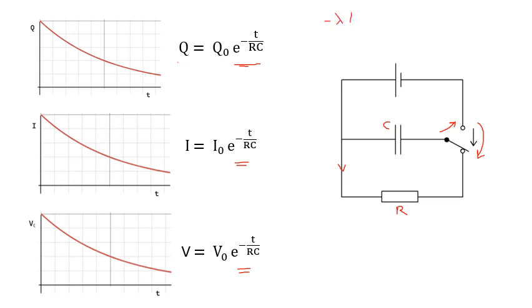Basically what's happening here is that our decay constant is 1 over RC, where R is the resistance and C is the capacitance of the circuit. Apart from that, the value of the constant is different, but the equations are the same form, and everything goes down exponentially, and e to the minus t over RC is the fraction that remains after a certain time.